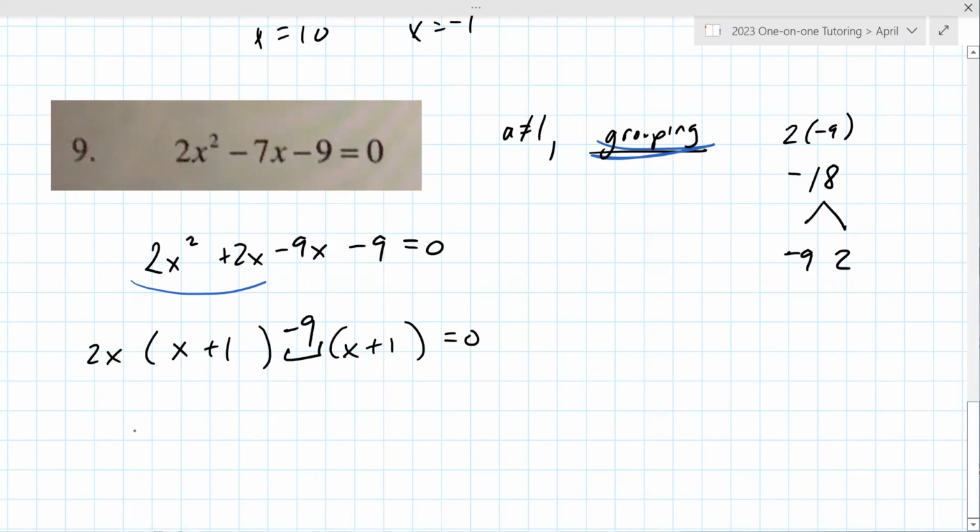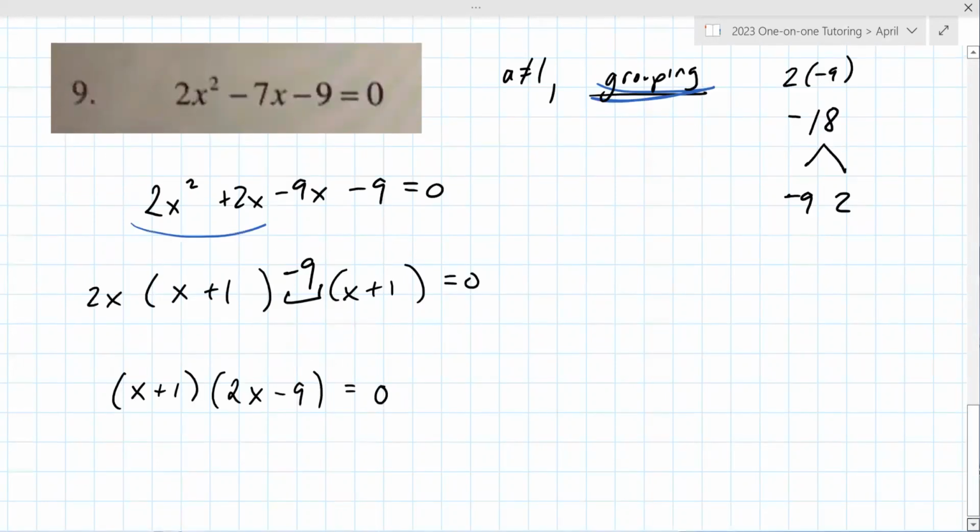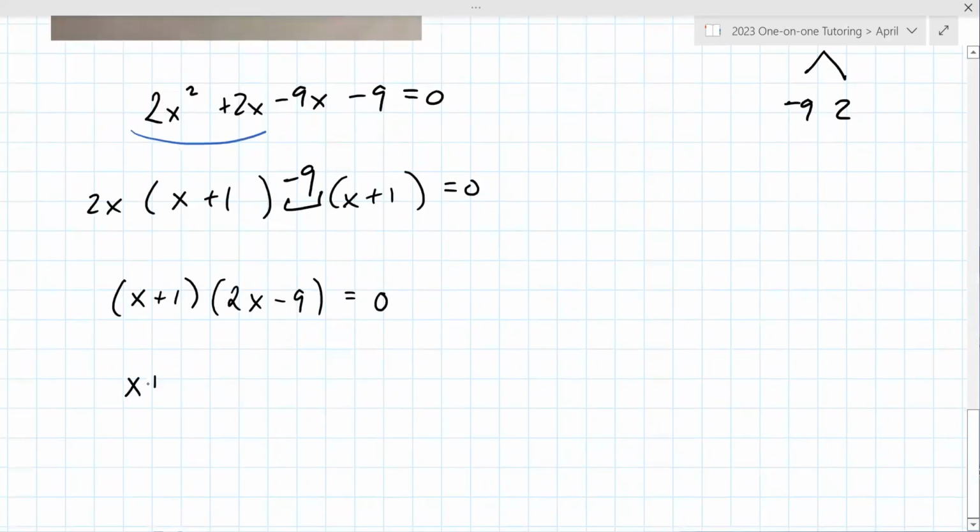So it's double factoring. You have an x plus 1 in both. Factor that out, and then 2x minus 9 equals 0. From here, you set both factors equal to 0. X plus 1 equals 0. 2x minus 9 equals 0.